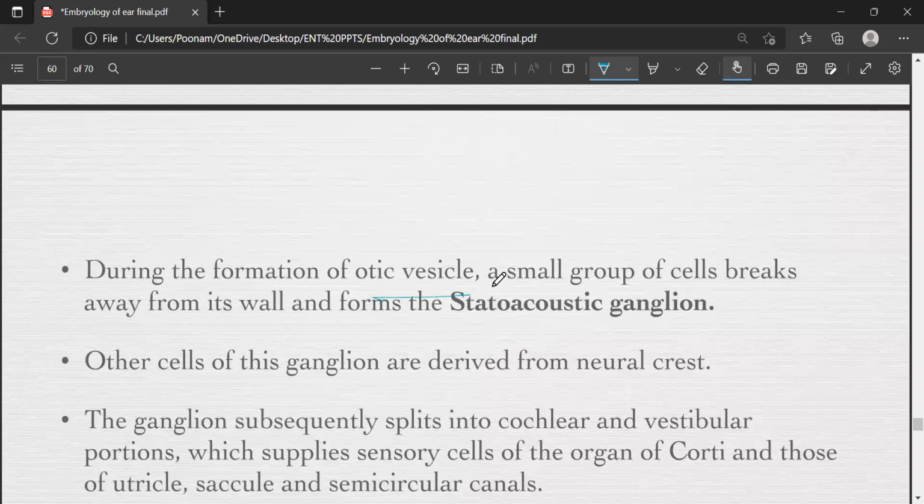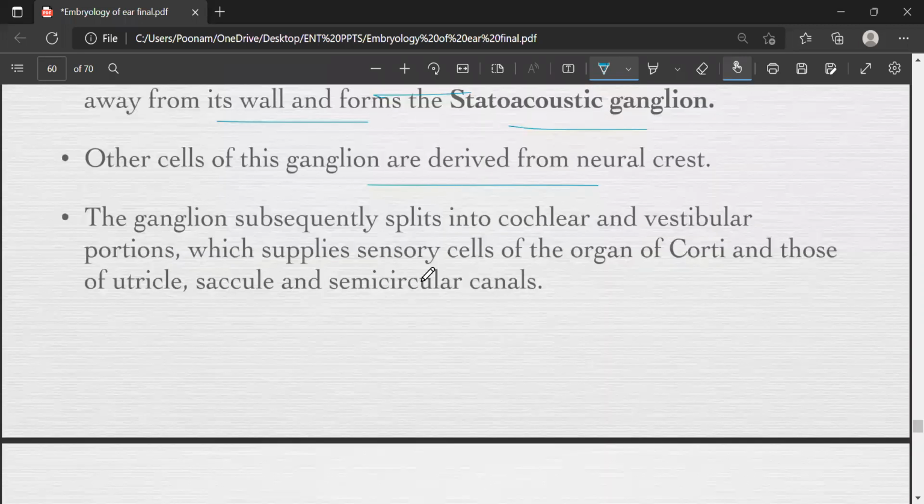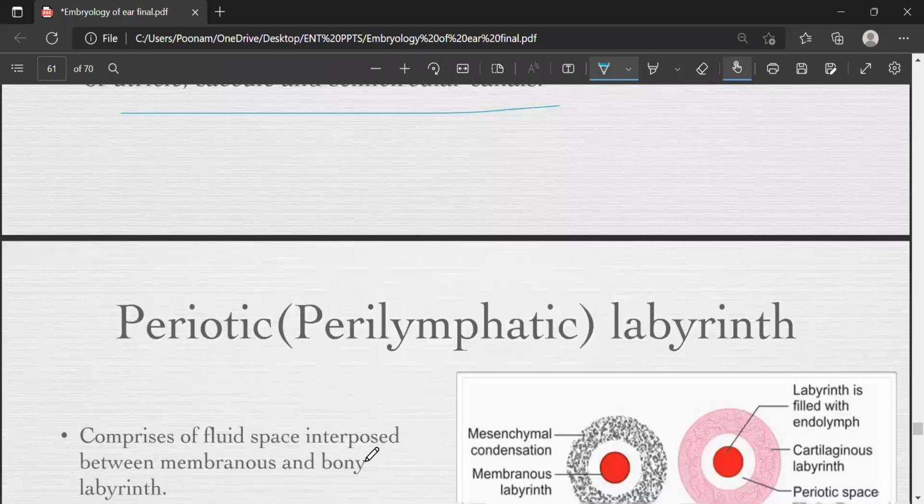During the formation of the otic capsule, a small group of cells breaks away from its wall and forms the statoacoustic ganglion. This is very important. Other cells of the ganglion are derived from the neural crest. The ganglion subsequently splits into cochlear and vestibular portions, which supply the sensory cells of the organ of Corti and those of the utricle, saccule, and semicircular canals.